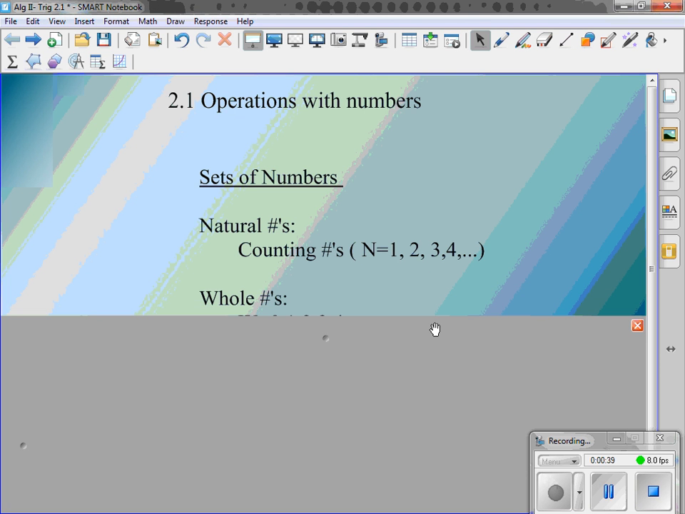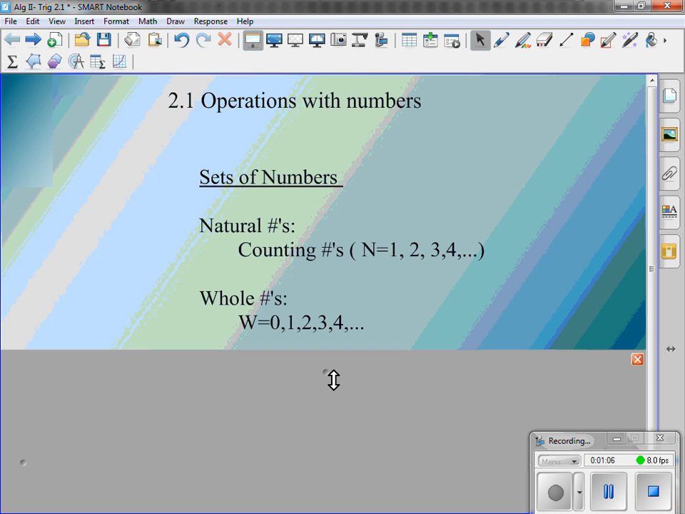What are my whole numbers? What's the difference between my whole numbers and my counting numbers? Negative? Nope, whole numbers are not negatives. They're all positive. There's no decimals in the counting numbers either. What's going to be the difference between the natural numbers and the whole numbers? What's missing? 0 is missing from the counting numbers. When we count, we do not count 0, 1, 2, 3, 4.